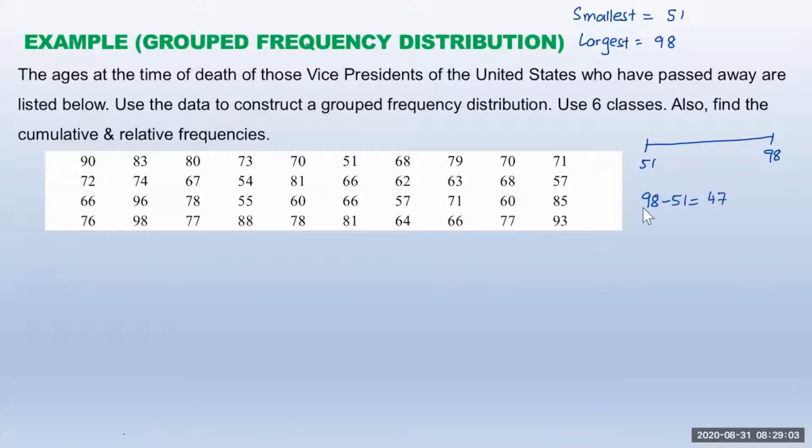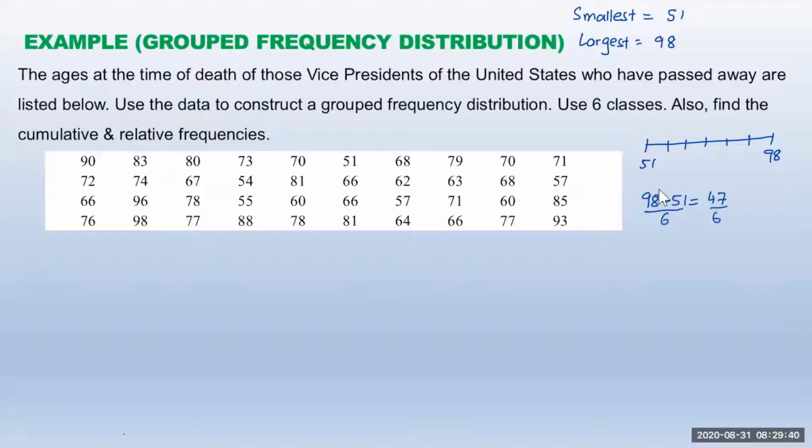So this one, the data values ranging from 51 up to 98, we want to divide that into 6 different classes. If I do this, you can see there are 3 here, 1, 2, 3, then count there, 4, 5, 6. So we want to divide this width into 6 different parts, so divided by 6.